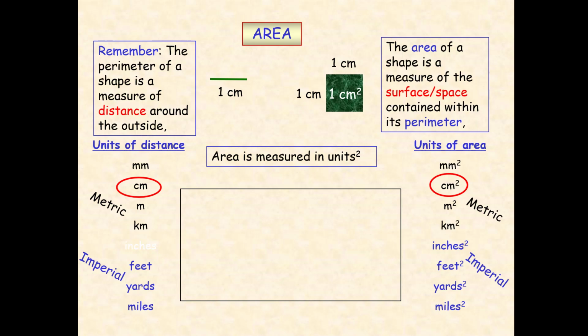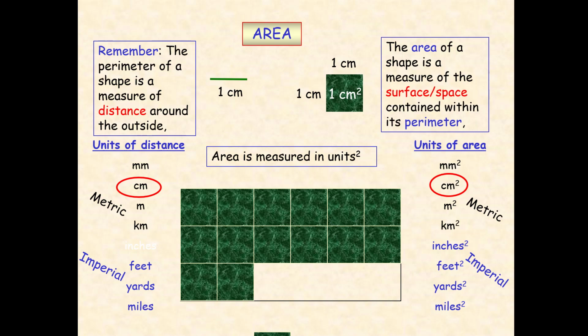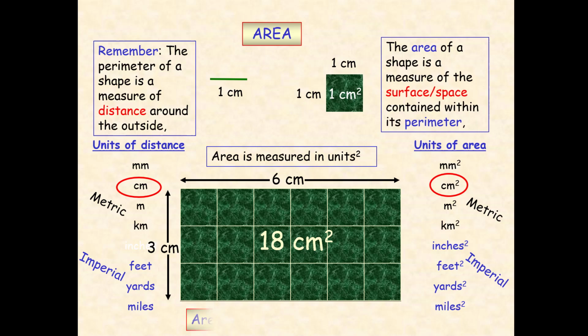Note that the area consists of squares. How many squares do we see here? Instead of counting the squares, we can say that there are three rows and 6 columns. So 3 times 6 will be 18 squares. 6 times 3, 18 square centimeters. So the area is length times breadth. Remember, the perimeter was 2 lengths plus 2 breadths and will be measured in centimeters.